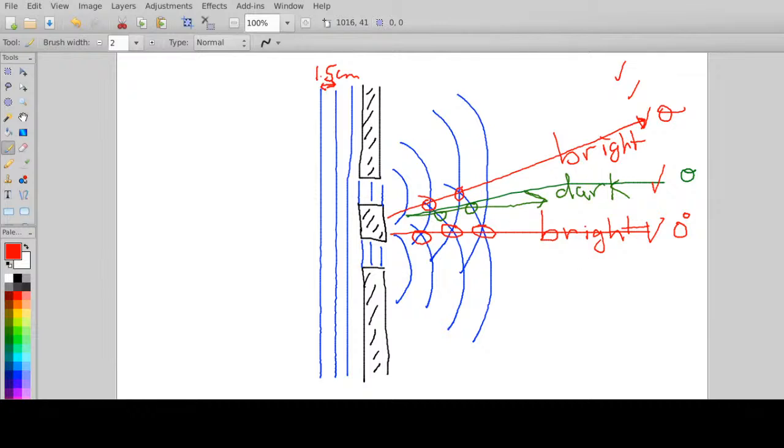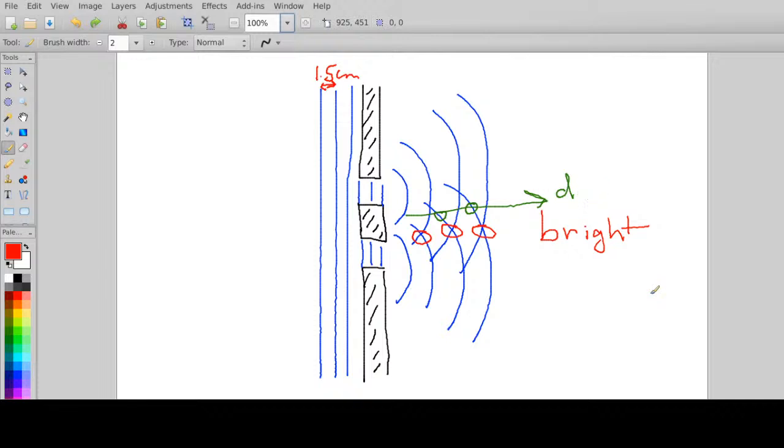Okay, so this angle right here, it's getting a bit messy. Well, okay, that's good enough. So in the very middle, right down the very middle, that's 0 degrees. That also corresponds to n equals 0. That's always true. Right down the very middle at 0 degrees, you're going to have a bright region.